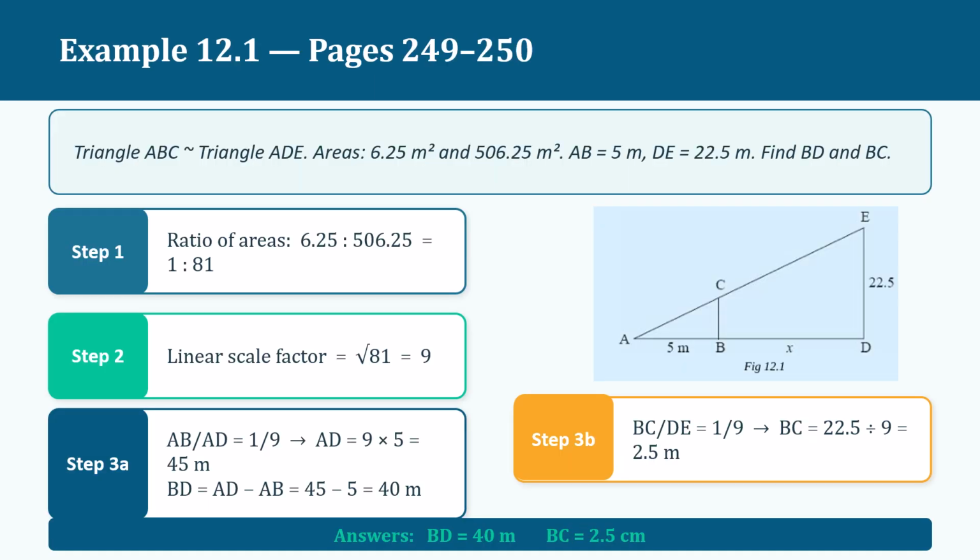So here we have an example of triangle ABC and triangle ADE. We are told that triangle ABC is similar to triangle ADE. The area of triangle ABC is 6.25 meters squared, and the area of triangle ADE is 506.25 meters squared. For triangle ABC, we have been told that the length of AB is 5 meters. And for triangle ADE, we have been told that the length of DE is 22.5.